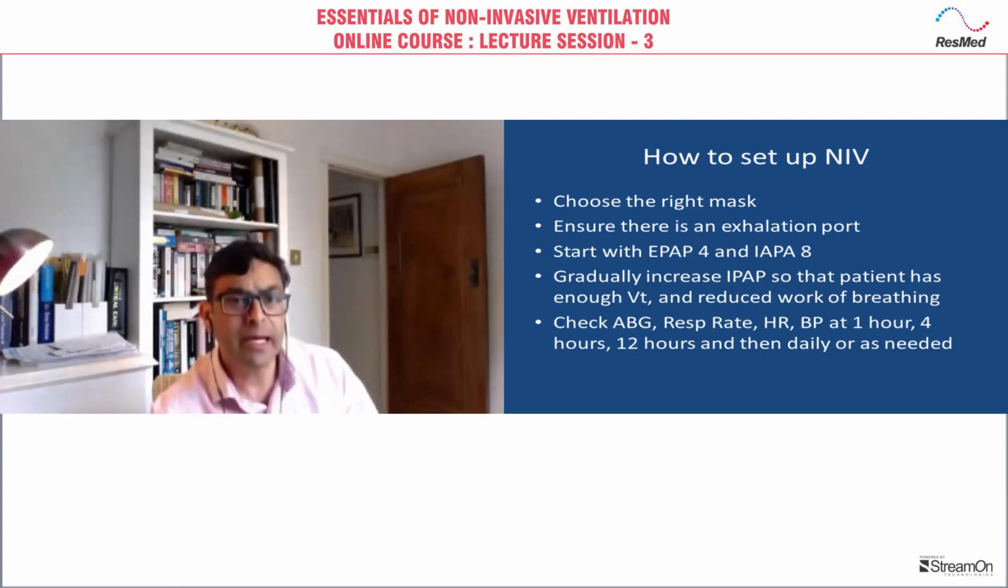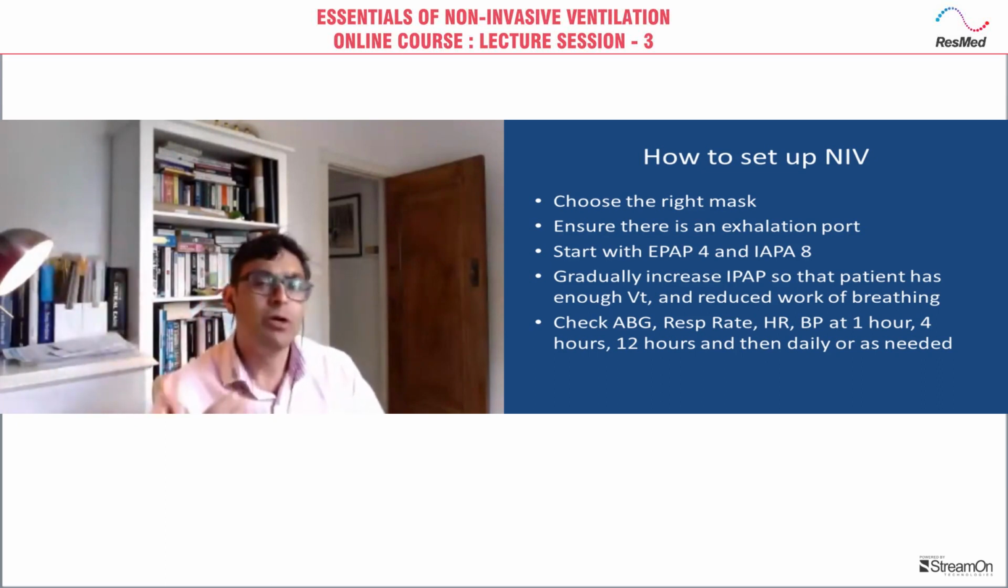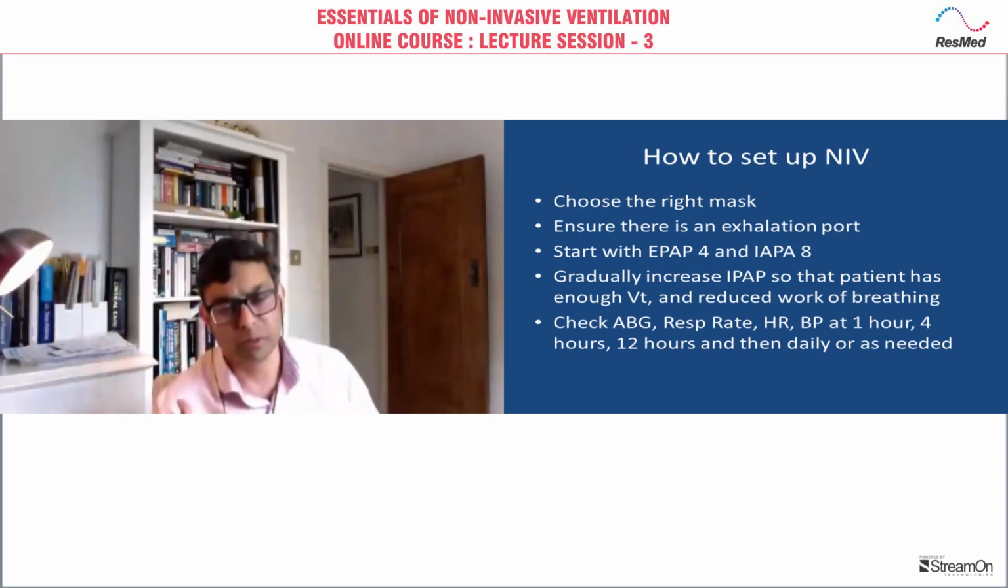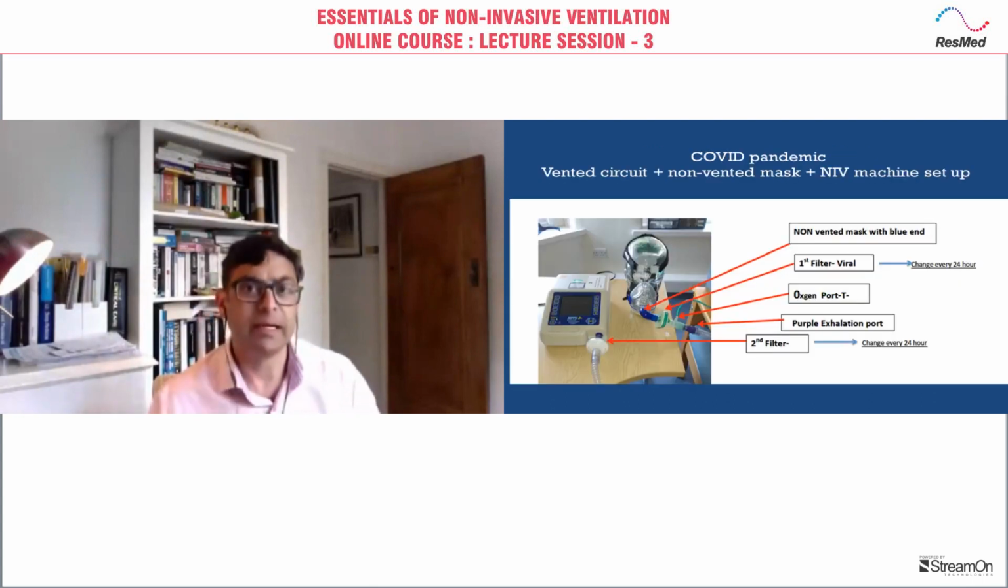Second thing, safety. Ensure there is an exhalation port, as we discussed earlier. You can start with EPAP of 4, IPAP of 8, and then gradually build your IPAP up as the patient gets used to it, to a level where you can see that the patient's chest is rising nicely, that there is enough tidal volume and reduced work of breathing. And then of course you have to check ABG, respiratory rate, heart rate, blood pressure, etc. at 1 hour, 4 hours, 12 hours, and then daily, or as often as needed.